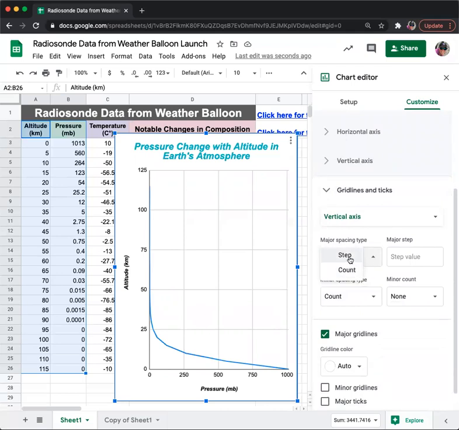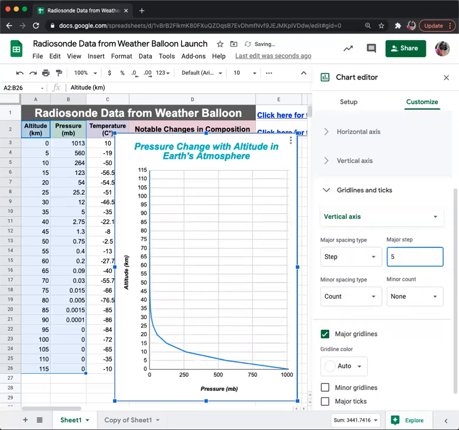So instead of step counting, we're going to go up by, oh wait, no, step is what we want. This is asking what we want our increments to be, like how much we want to count up by. And our radiosonde counted up by 5. So we're going to do the same thing. We're going to put 5 in there. Now this does make our axis a little bit more busy, but it's a lot easier to see the information and where it goes for each of those increments that our radiosonde measured.